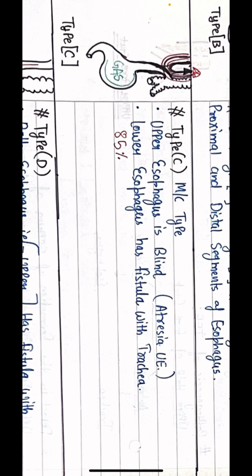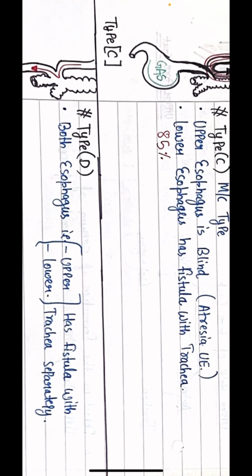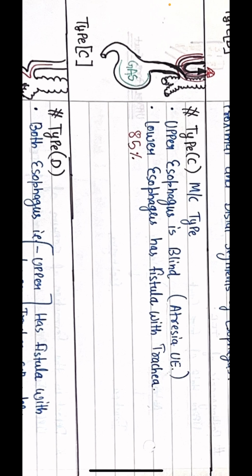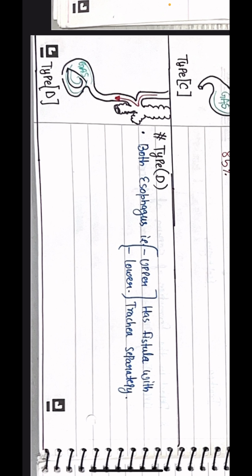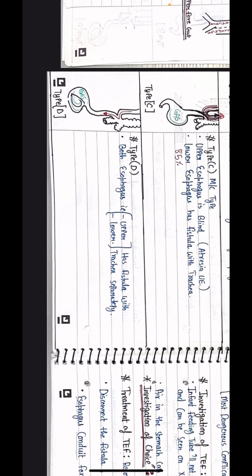no problem at all. And let's see type D now. Remember that type C is the most common type. So if you sometimes cannot suspect what is there, suspect type C, because we already know that this is more common. So if we cannot make some conclusion, try to suspect C first. And in type D, both the esophagus, upper as well as lower, has a fistula with the trachea separately. So this is also going to pass some air to the stomach, which you can see over the X-ray.